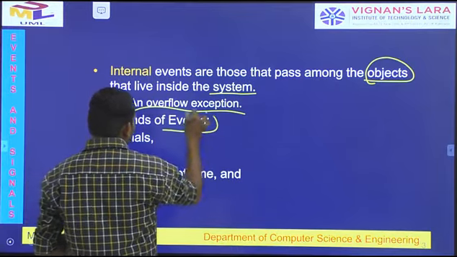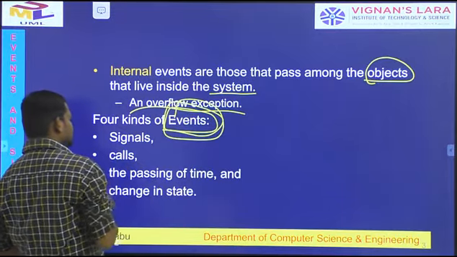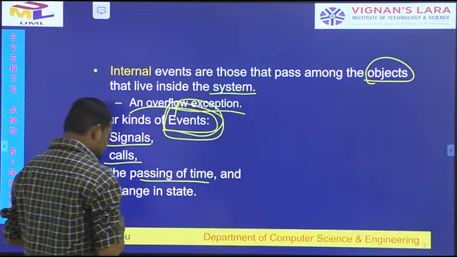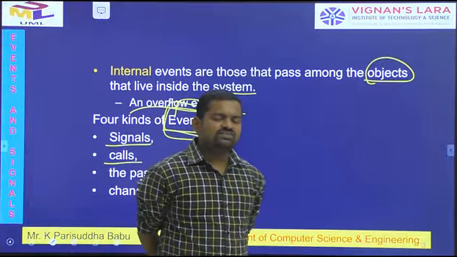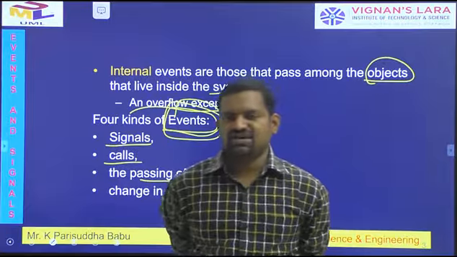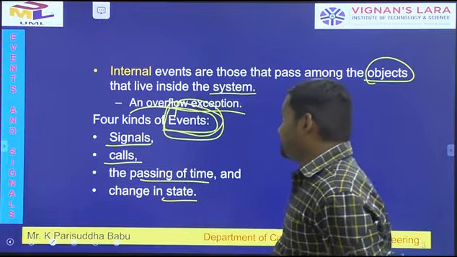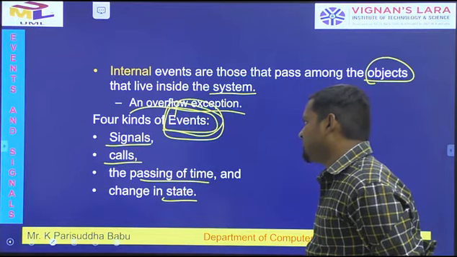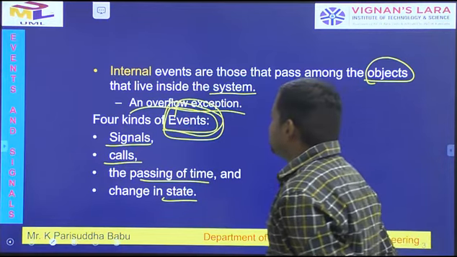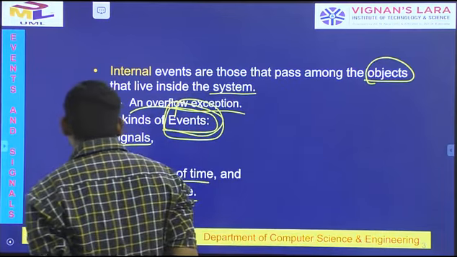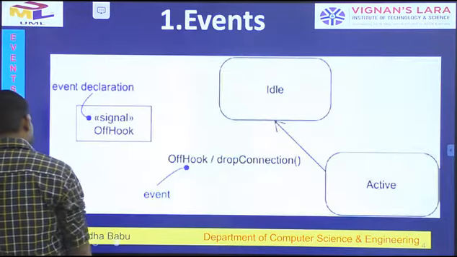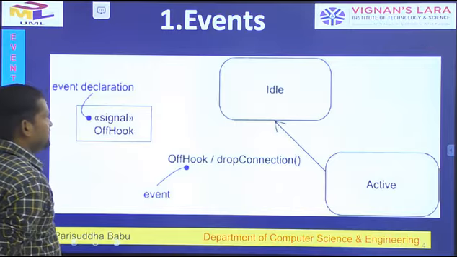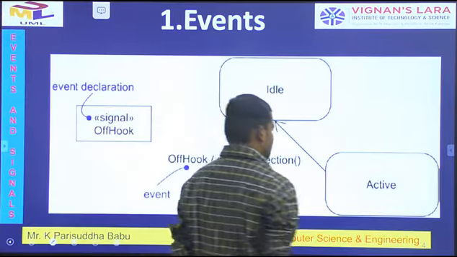So events are of many kinds: the signal event, call events, passing of time events, and change in state events. Events are of these types: signals, calls, passing of time, and change in state. First one is the signal. What is a signal? See the event example before going to see the signal. Activity.